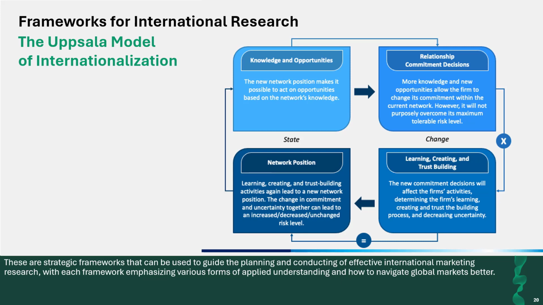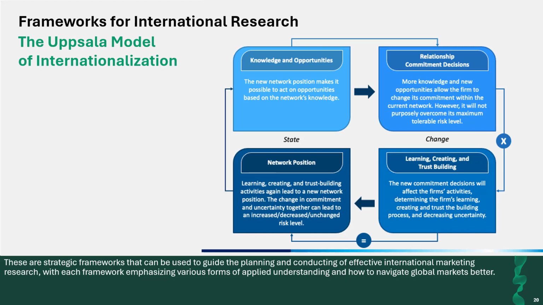Uppsala, Sweden is where I was born, and the Uppsala model has been around since 1977. The Uppsala model of internationalization is a theory that explains how companies increase their investments and activities in foreign markets. The model was developed in 1977, like I said, by Swedish researchers Jan Johanson and Jan-Erik Vahlne from Uppsala University.